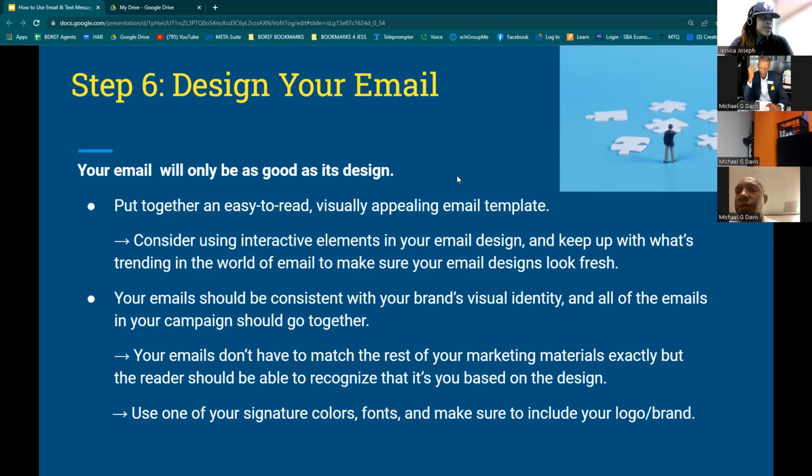So this next part is speaking to the consistency of it. Your emails don't have to match the rest of your marketing materials exactly, but the reader should be able to recognize that it's you based on the design. So maybe it's your color scheme, and of course you want to have your logo, but maybe you've come up with a creative format. Even on Instagram, sometimes you'll see people who actually take the time to do the design layout on their page. So maybe that's some way that people will recognize them by the format. And lastly, use one of your signature colors and fonts, and make sure to include your logo and brand, which we touched on.